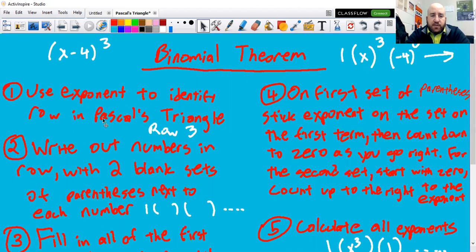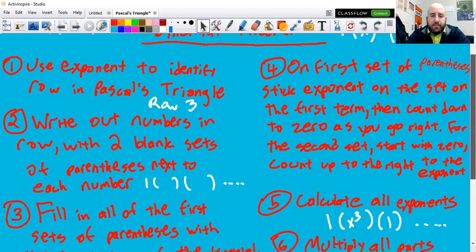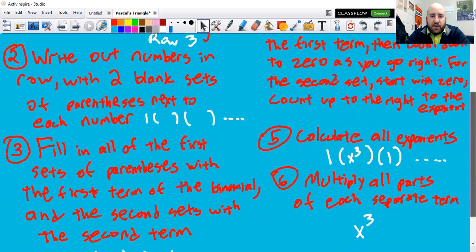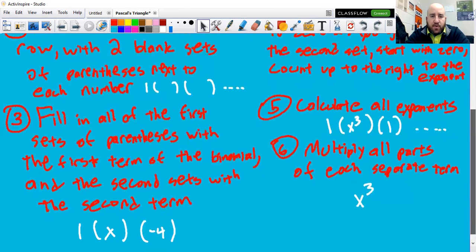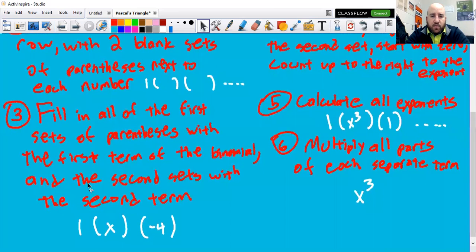Again, here's your instructions. Here's your first 2. I know I got 4 up there. There's your first 2. Again, you can pause it to write them down. All right, here's the third one, fill in all the first sets of parentheses with the first term of the binomial. I think the first 2 were kind of self-explanatory. That's why I didn't do them.